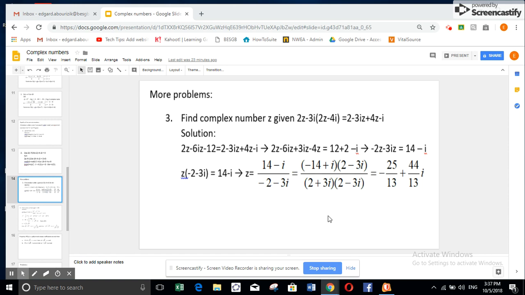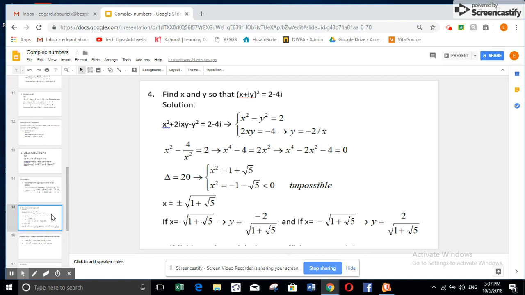We're going to continue. We reached number 3 and we solve for Z; you can check the previous video, part 2. Let us continue. Here the question is: find x and y so that (x + iy) squared equals minus 4i. I need to find x and y.